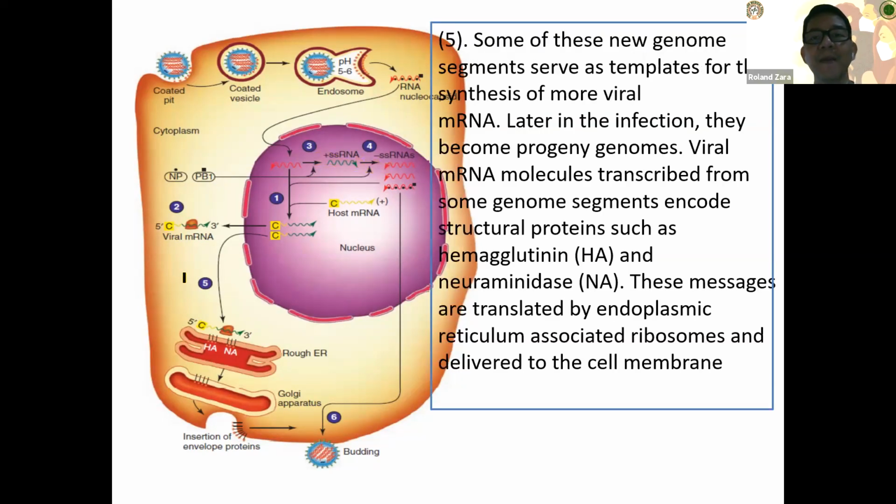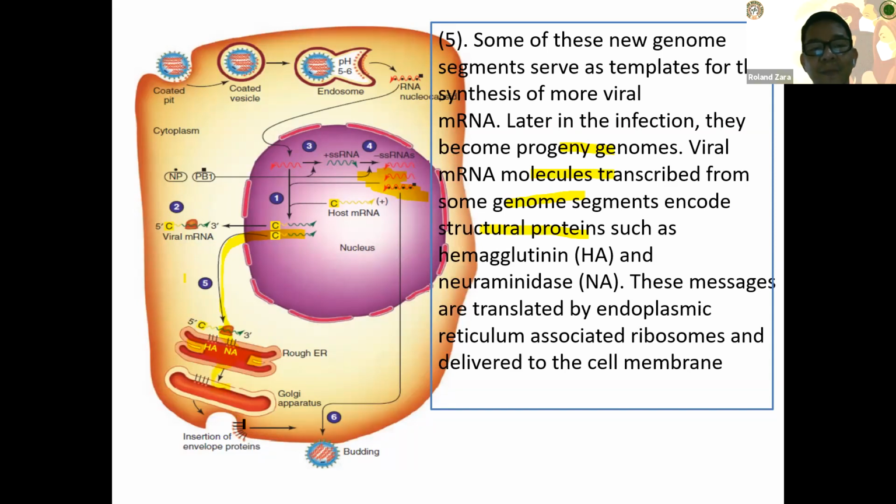In step 5, some of these new segments serve as a template for the synthesis of more viral mRNA. Later in the infection, they become progeny genomes, like an immature virus. The viral RNA molecules transcribed from some genomic segments encode the structural proteins, and these proteins will be synthesized in the endoplasmic reticulum with the help of the ribosome. After which they make a new progeny of virus.